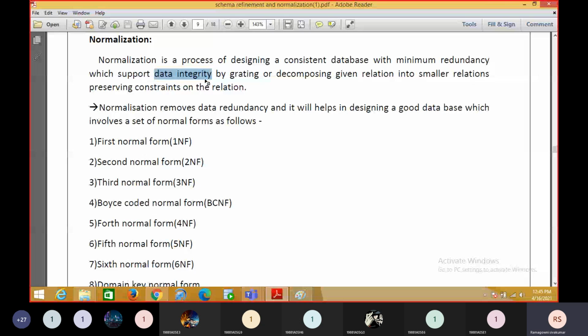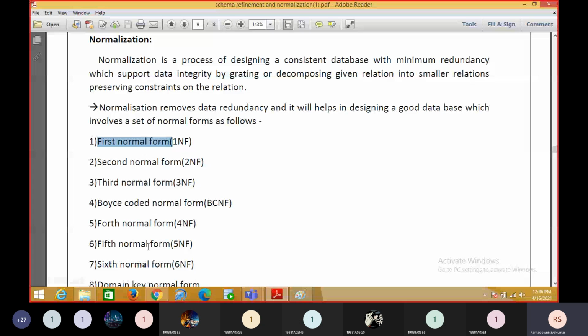Here, normal forms means what? We have first normal form, second normal form, third normal form, Boyce-Codd normal form, fourth normal form, fifth normal form, sixth normal form, and domain key normal form. In this way we have the normal forms. But fifth and beyond are not needed; till fourth normal form is enough to decompose.